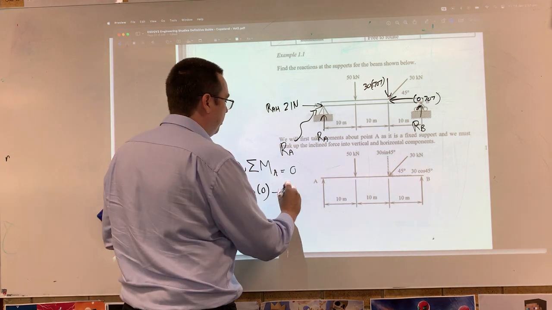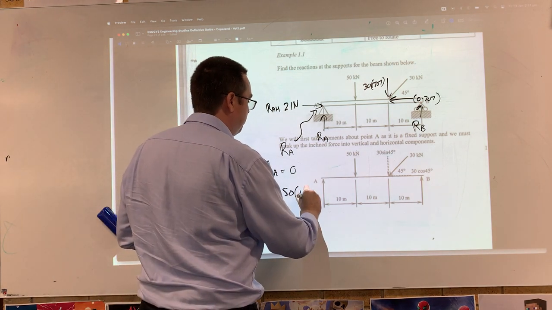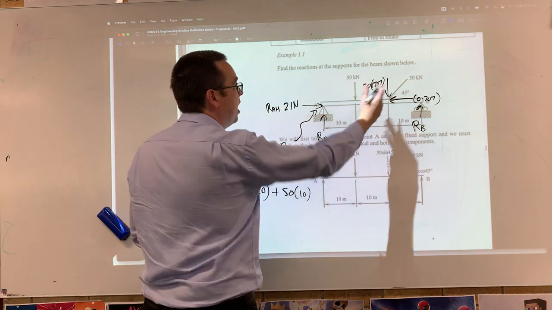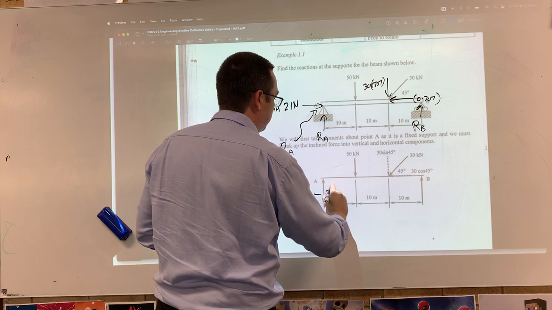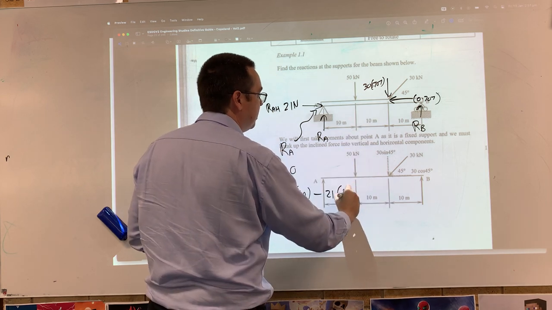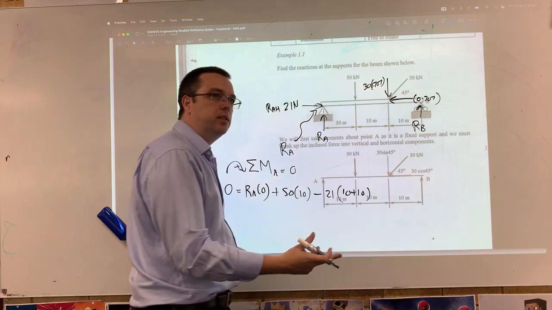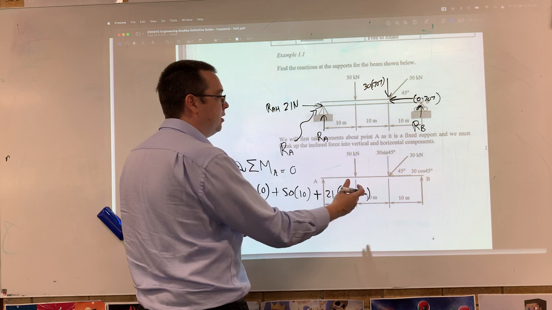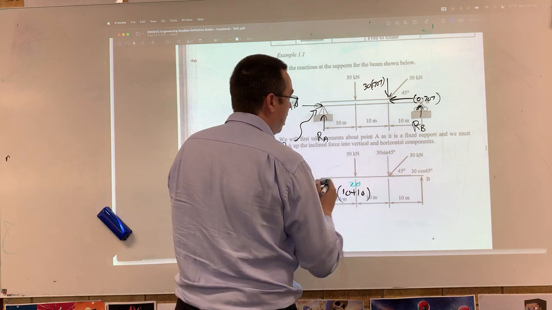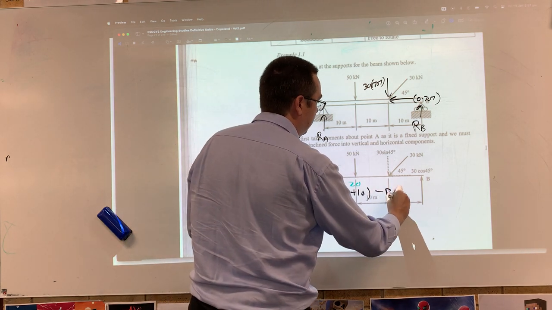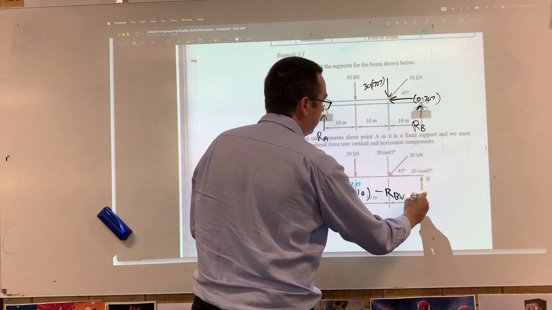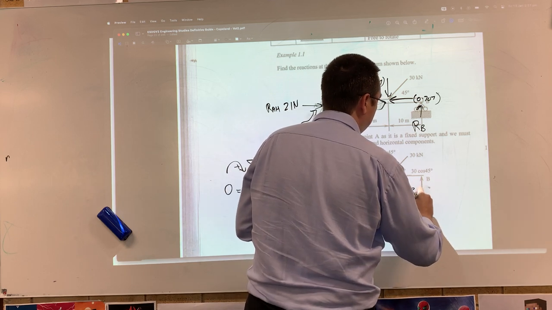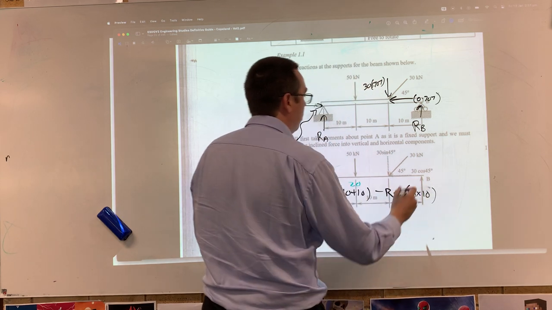We're then going to multiply by 50, 50 times 10, that's going clockwise, so it's positive. We then have 21 multiplied by, now in this case it's 10 plus 10, you see now why I use the brackets and that factorizing. That factorized method is easier. Now I can just write 20 here. And then I've got minus RB vertical times, sorry, brackets, 3 times 10, which is 30.